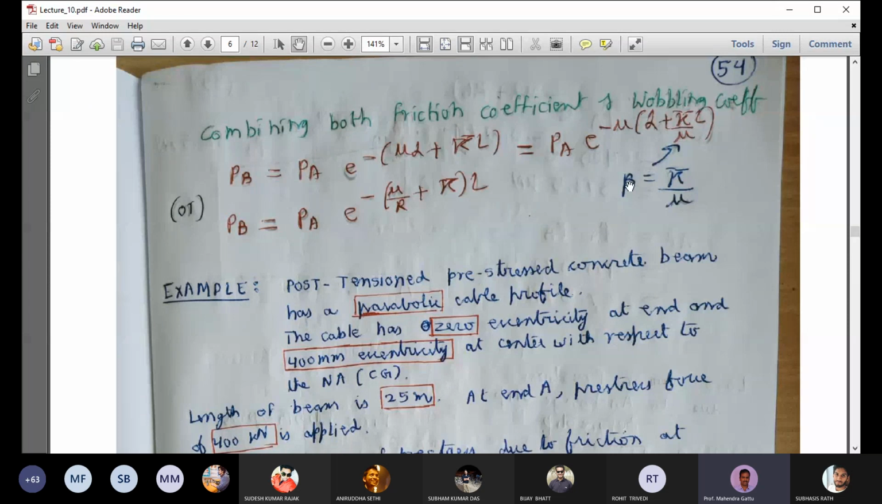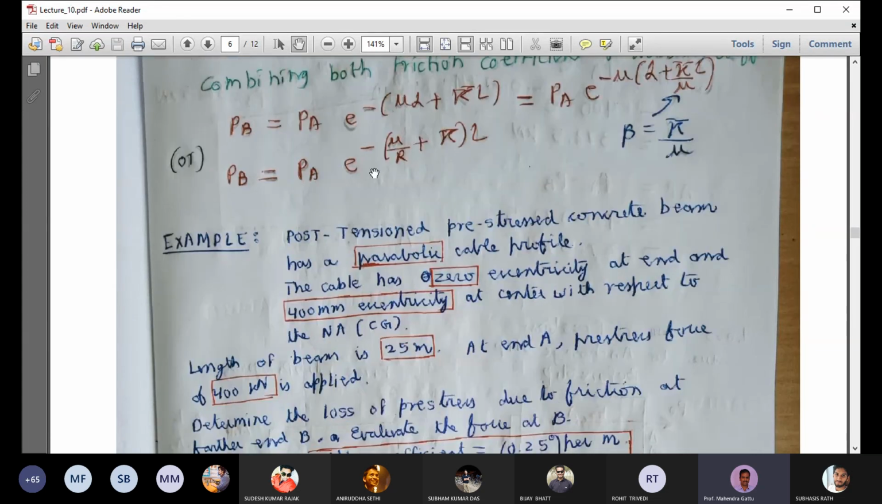So we can either use beta, or if K bar is given, you can use K bar. This equation will become minus mu alpha plus beta L in some textbooks, and sometimes we can directly use K bar, and K bar by mu we can calculate, and then we can find the loss of pre-stress. So this is the final expression. You can use this expression also.